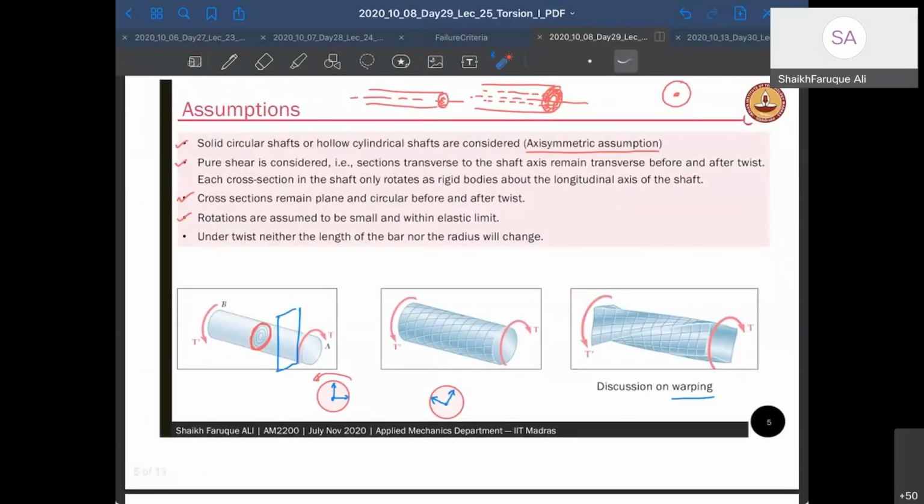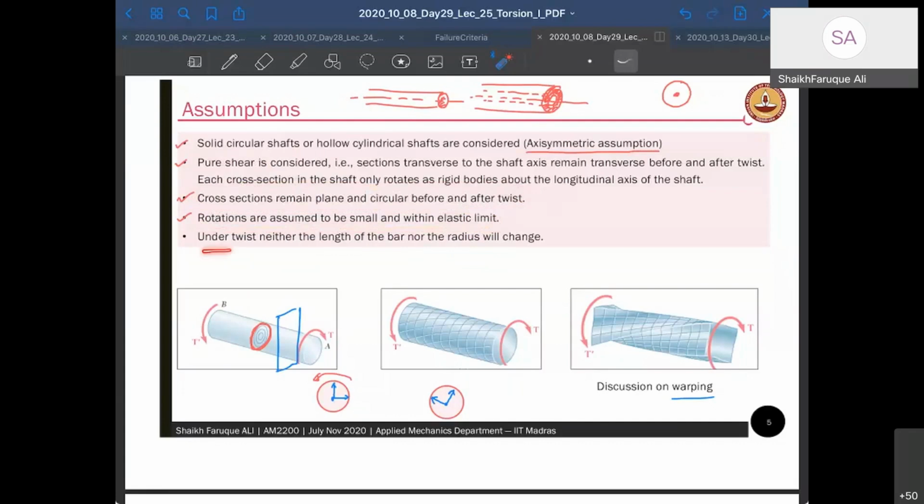But for our case, it's only circular geometry, and it's very simple for us. So a few assumptions are made here: the circular cross section is a hollow or a solid shaft. Okay, you are not looking into anything else. So you are looking only into axisymmetric assumptions. Only pure shear is considered, so there is no combination of shear and normal. Cross sections remain plane and circular before and after twist. I have explained this already, and this is a very important assumption. Rotations are assumed to be small and within elastic limits. So we are not going into plastic zones.